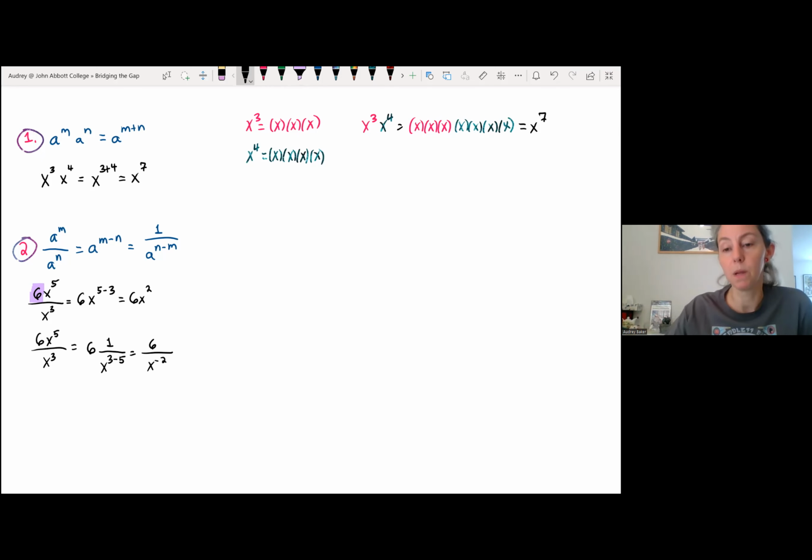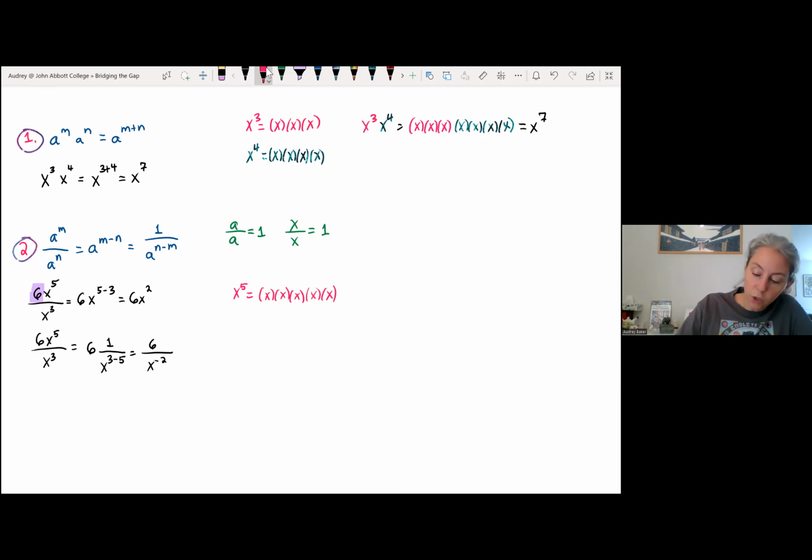The first thing that it's going to be important to remember is that a number divided by itself is always 1. So a over a is equal to 1. X over x is equal to 1. So that's important because what is this saying? X to the 5th is saying that I'm multiplying x by itself 5 times. So 1, 2, 3, 4, 5. So I've got 5 x's up there. And x cubed is saying that I've got 3 x's, that I'm multiplying x by itself 3 times. So x cubed is equal to x times x times x.